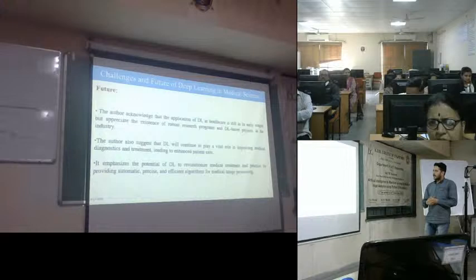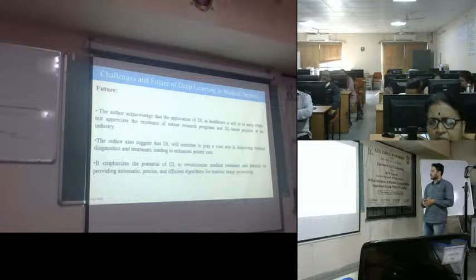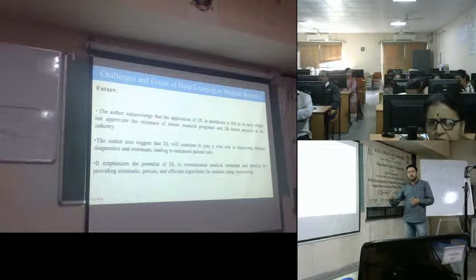Last, the authors have emphasized the potential of deep learning to revolutionize medical treatment and practice by providing automatic, precise and efficient algorithms for medical image processing. So there is still scope in medical image processing to get more and more accurate results. So this again comes under the future scope from the author.